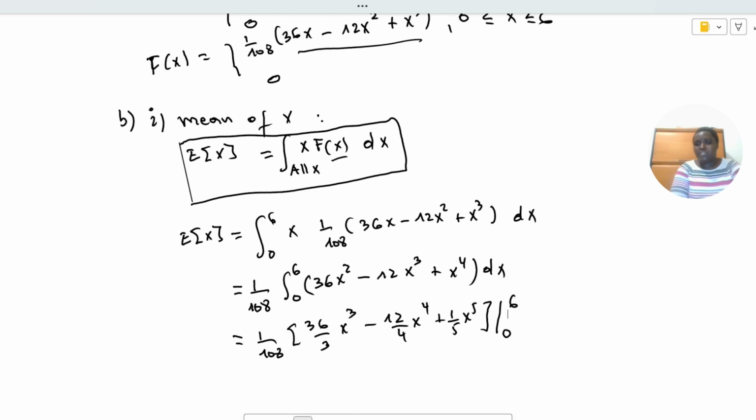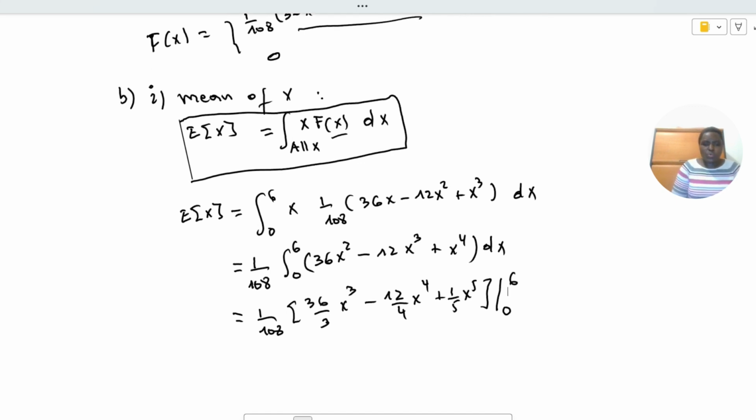We evaluate it from 0 to 6. So this will be equal to 1 over 108 times 36 over 3, this is 12, then times x is 6, then times 6 to the power 3, minus 12 over 4, this is 3 times 6 to the power 4, plus 1 over 6 times 6 to the power 5.